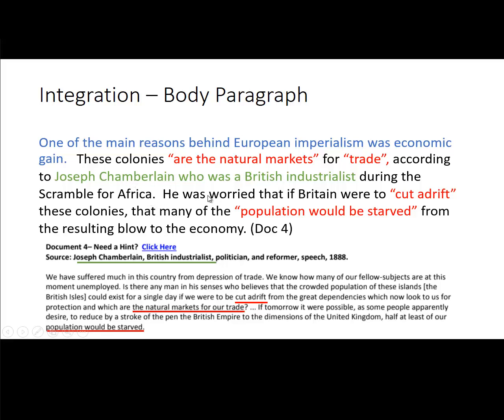I've introduced that person in some way, so I'm giving credit to them, in that without these colonies, there would be a blow to the economy. People would starve, and we shouldn't cut these things adrift. So that's where I've taken it.